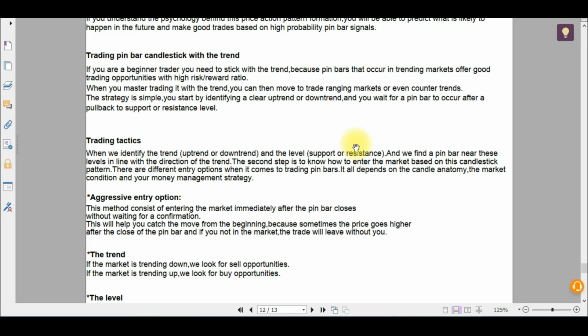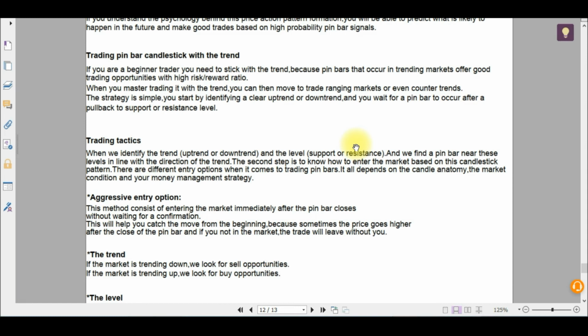When we identify the trend, whether it's an uptrend or downtrend, and the levels, the support and resistance, and we find a pin bar near these levels in line with the direction of the trend, the second step is now to know how to enter the market based on the candlestick pattern. There are different entry options when it comes to trading pin bars. It all depends on the candle anatomy, the market condition, and your money management strategy.